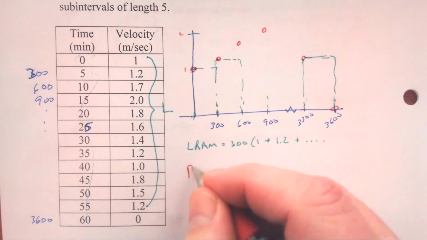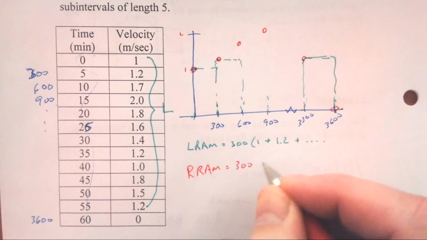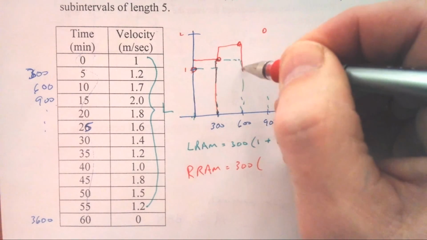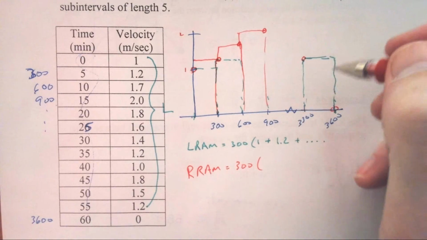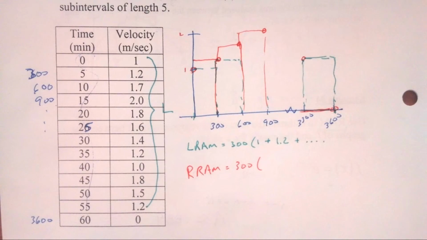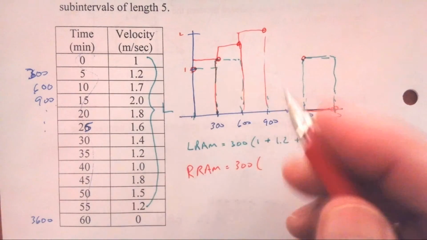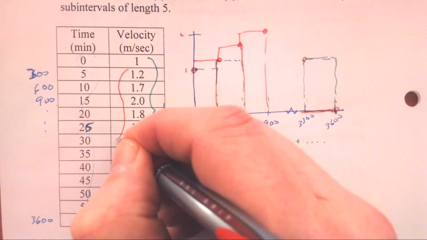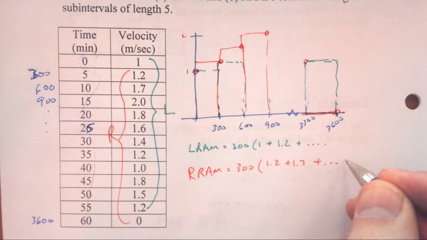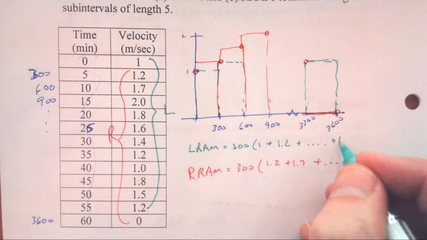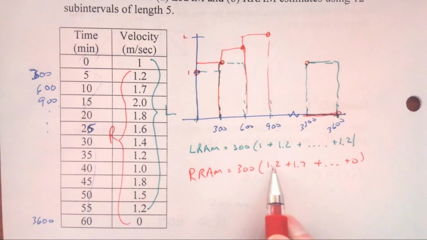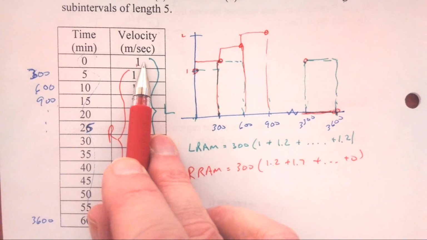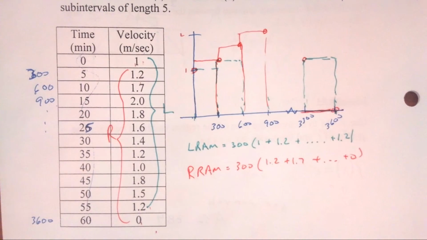Whereas for RRAM, my widths are 300, but I would actually build my rectangle from the right side. And this one would actually be down here. So my first rectangle would actually be 1.2. My second one would be 1.7, and my last one I actually would use that 0 value. So the RRAM values would include that last step, the end of the last increment, but not the beginning of the first, versus the LRAM, which includes the left-hand value, not the very final right-hand value. So hope that makes sense to you.